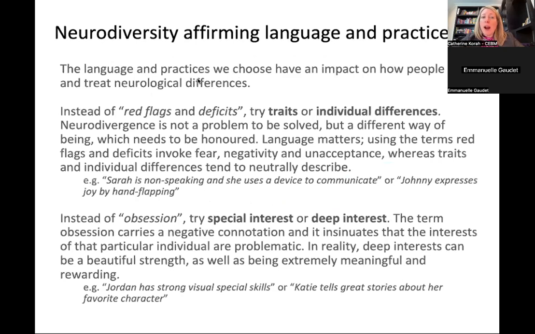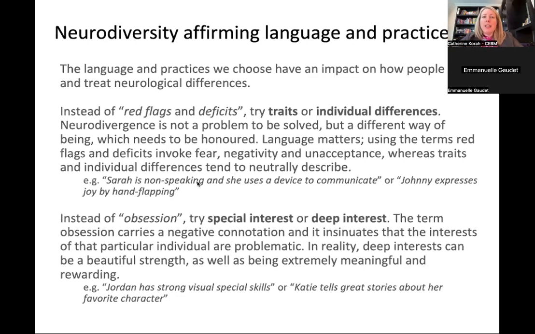The language and practices we choose have an impact on how people view and treat neurological differences. Instead of red flags or deficits as a term to define, perhaps we may want to use a word like trait or individual differences. Neurodivergence is not a problem to be solved, but a different way of being, which needs to be honored. Language matters. Using the terms red flag and deficits invokes fear, negativity, unacceptance, whereas traits and individual differences tend to neutrally describe the student.